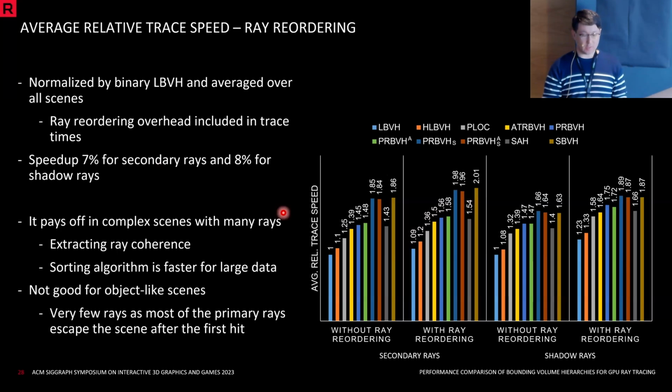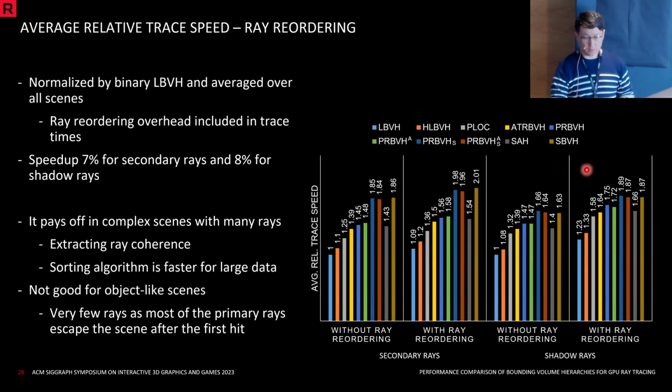Typically, ray reordering pays off in closed, complex scenes where the ray traversal is costly and there are many rays, so we can easily extract the ray coherence. Also, the sorting algorithm gets faster with a large number of items. On the other hand, it's not very good for object-like scenes where either primary rays escape the scene or other rays are reflected after the first bounce, and there are very few rays in these concave regions.